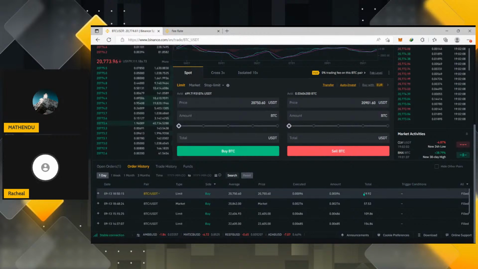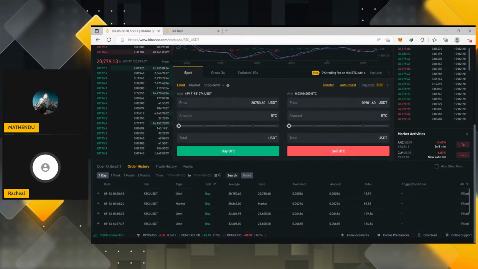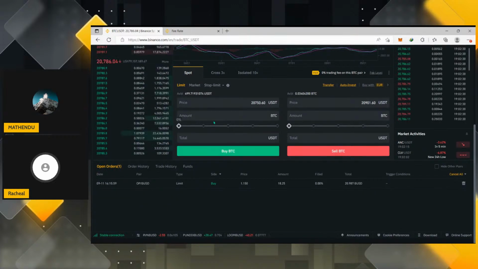And you see the amount that was executed and the USDT value, and here we have no trigger conditions. We'll look at that when we see the stop limit. And here we can see that it has been filled. That means it has been fully executed.